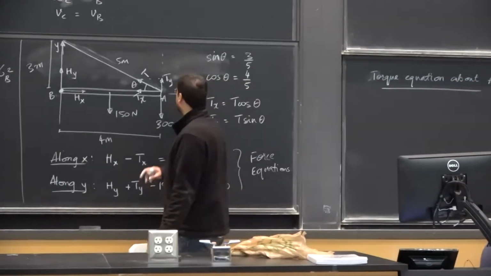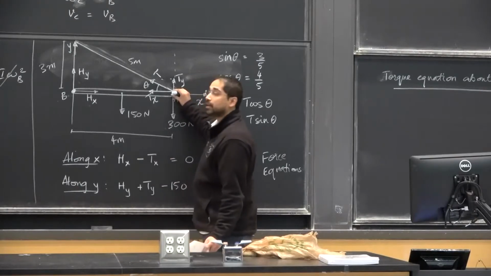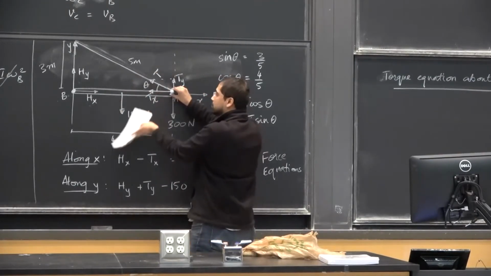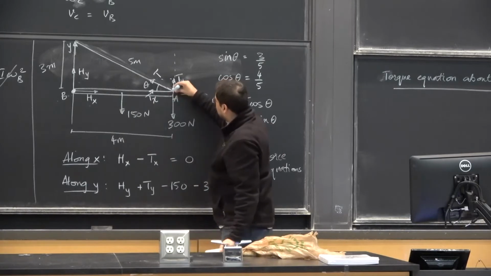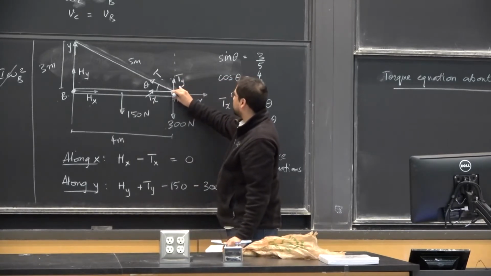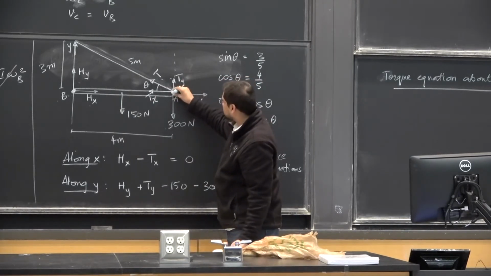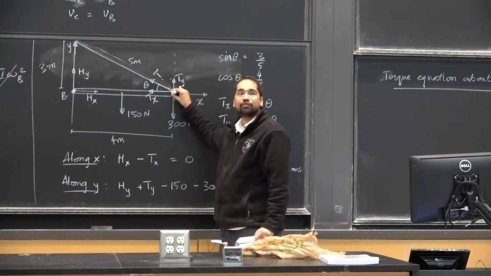All right, how many forces do I have? I have a bunch of forces. So this is my hinge. So I'm trying to see if the rod can rotate this way. All right. What is the distance of Ty and Tx, or the tension and the 300 Newton force from the hinge?